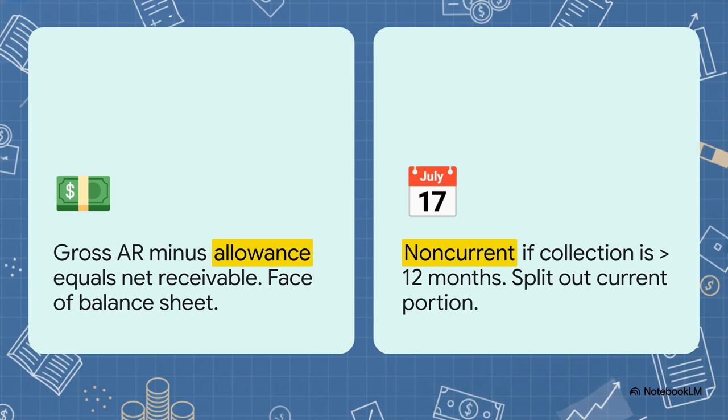On the flip side, we have non-current assets. If you don't expect to collect within 12 months, think long-term notes receivable, it's classified as non-current. And hey, if you have a long-term receivable that has a portion due within the next 12 months, you literally have to split that portion out and present it as current.